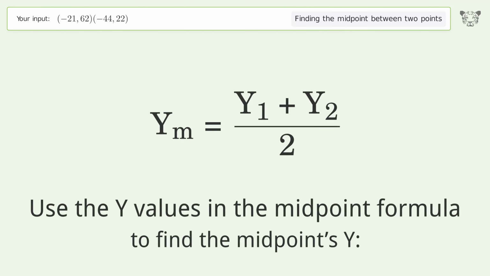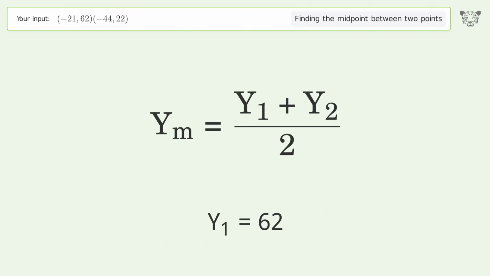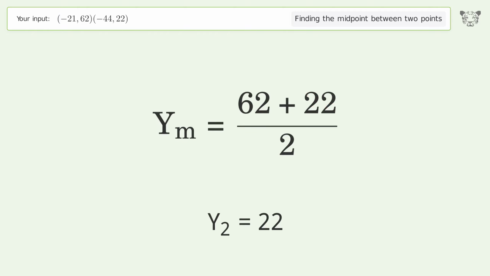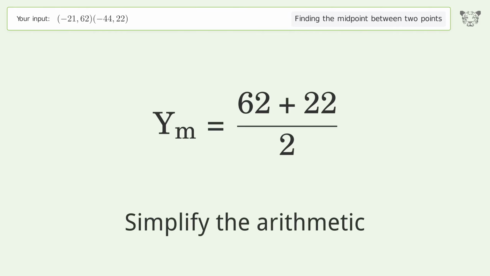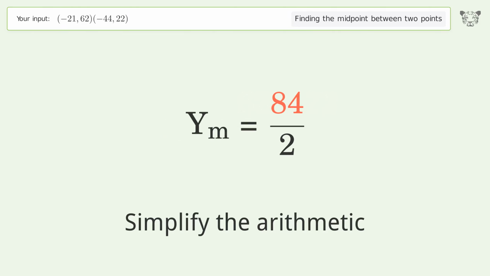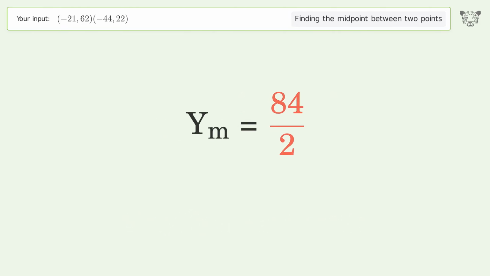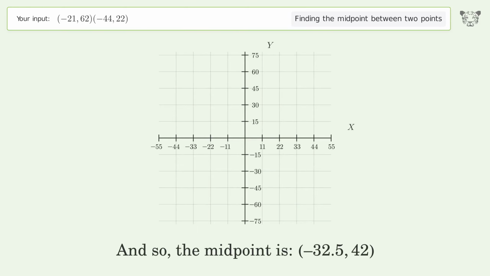Use the y values in the midpoint formula to find the midpoints y. y1 equals 62. y2 equals 22. Simplify the arithmetic. And so, the midpoint is -32.542.